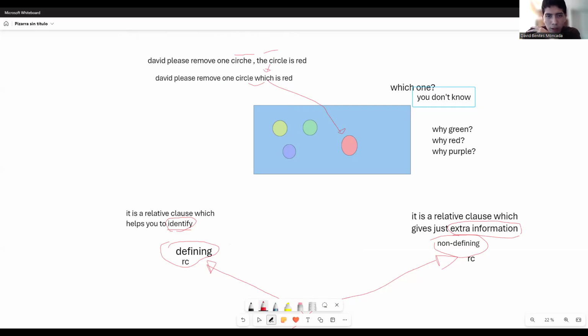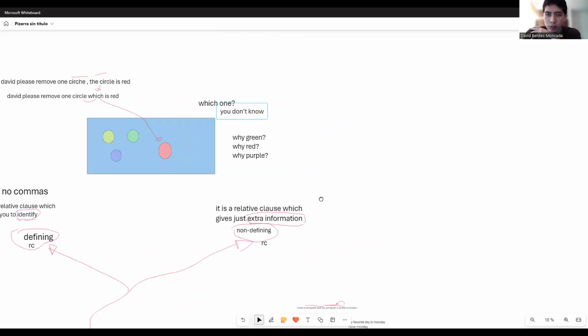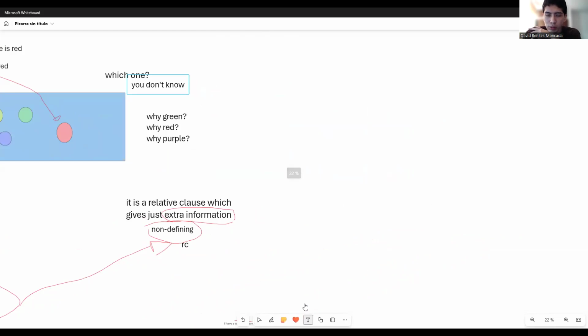So defining relative clause, no commas. David, please remove one circle, which is red. No commas. But what about non-defining relative clauses? Look at this part.